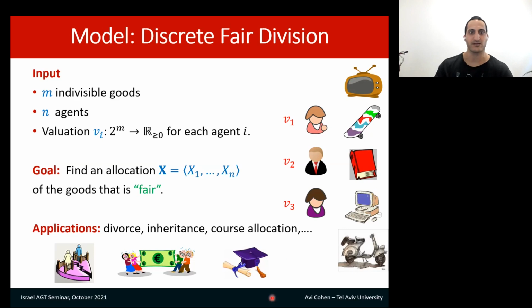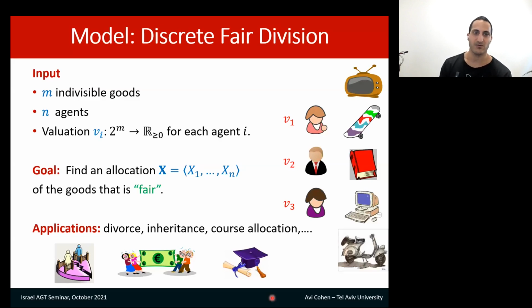There are numerous applications, so could be used for divorce settlements, inheritance, allocating course slots to students, or allocating labor or house chores to family members. There are many, many different areas you can think of, and the problem is natural and very suitable to many different directions.